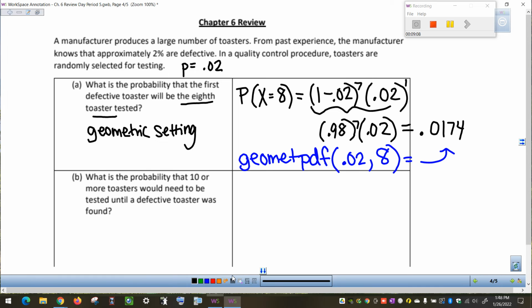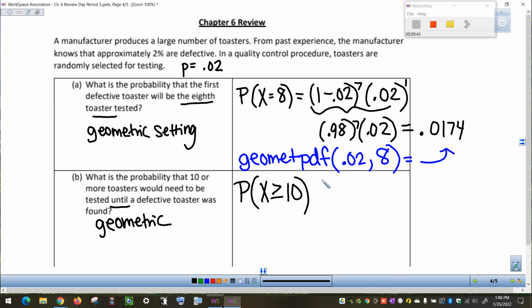Okay, let's look at part B. So this is a little different type of question. It says, what is the probability that 10 or more toasters would need to be tested until a defective one was found? So here's this clue. Until we find a defective toaster, we don't have a set number of trials, so this one is geometric again. But now we're going to change the symbols that we're using because we want to know the probability that 10 or more would have to be tested. We want to find the probability that x is greater than or equal to 10.